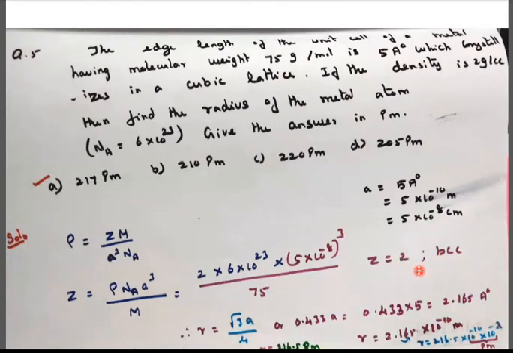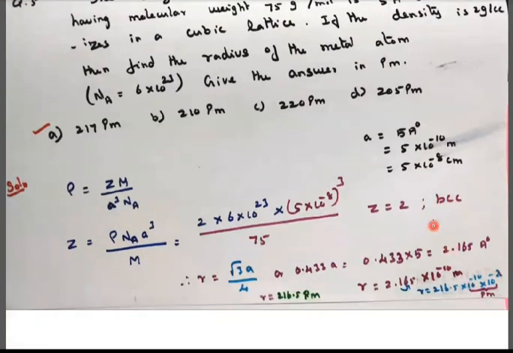If it is a simple cubic, Z is equal to 1. If it is an FCC, Z is equal to 4. If it is a BCC, Z is equal to 2. So if the answer for Z is 2, it is assumed to be a body-centered cubic, BCC. So if it is a BCC, we should find out the radius of the metal. The radius of the metal r is equal to root 3 a by 4 for a BCC.